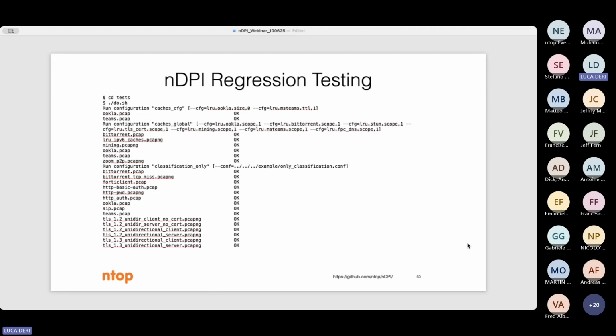We also have, inside nDPI, in the test pcap folder, many pcaps that are used for regression testing. So whenever we change something, we want to make sure that we have not broken anything else. And those pcaps are also used by many other open source projects to test their tools and to test whether what we are doing makes sense or not. And they're used for regression.